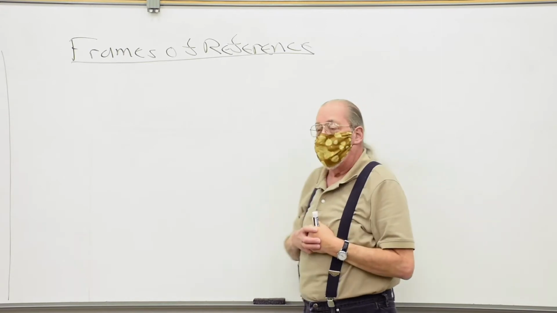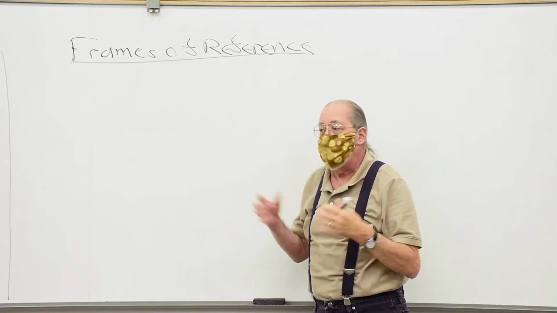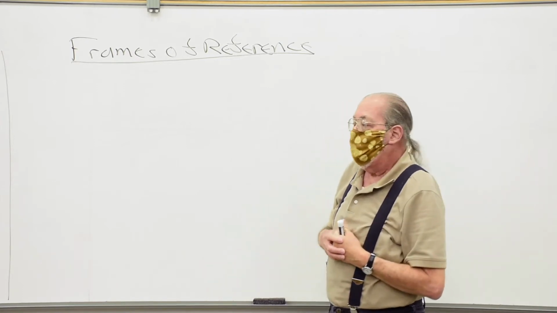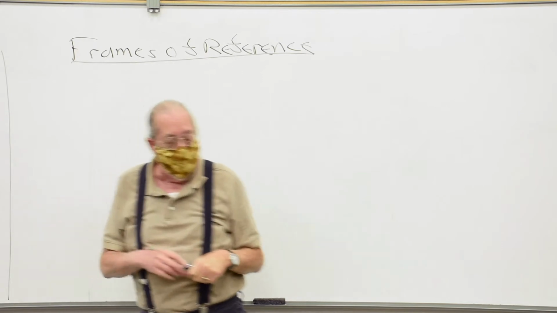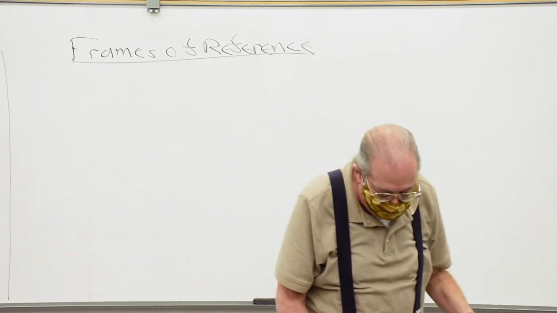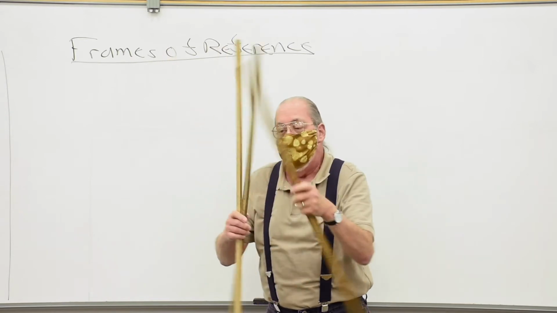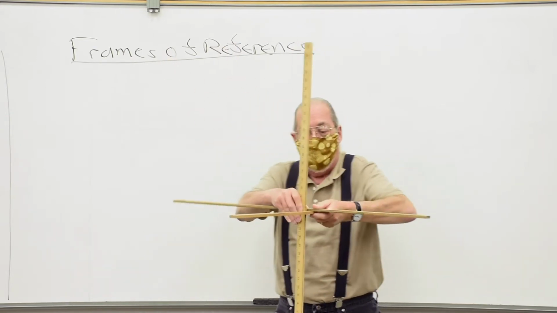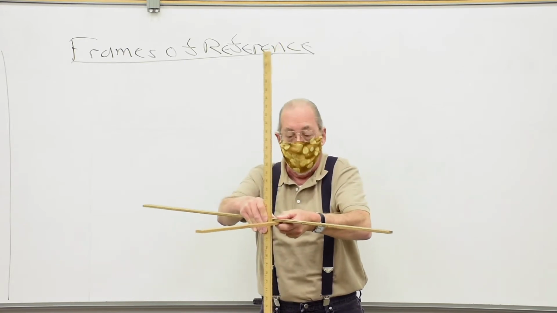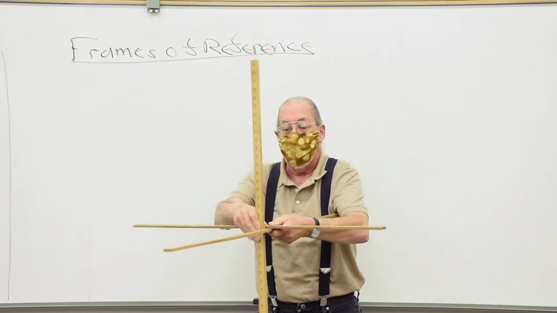What you have to do, if someone says, where is so-and-so in this particular room? Well, the first thing I have to do is choose a starting point. What we essentially do is choose three directions that must be mutually perpendicular. These are mutually perpendicular. They're all at right angles to each other.